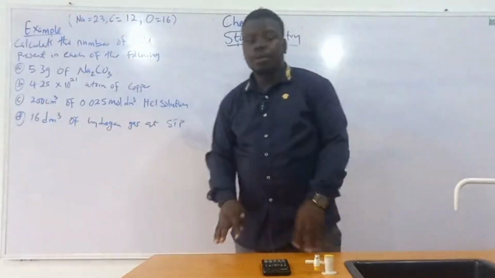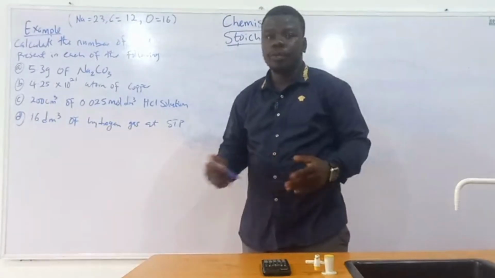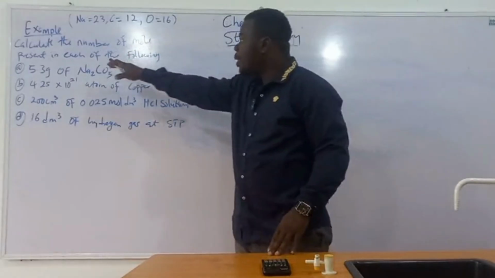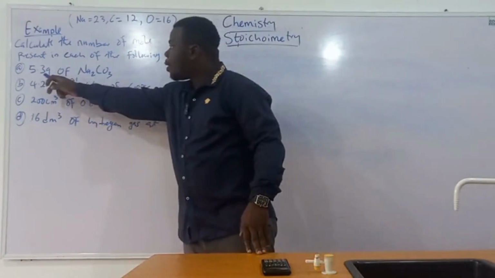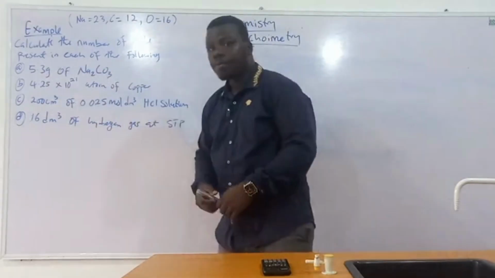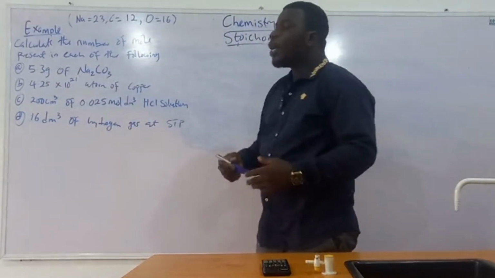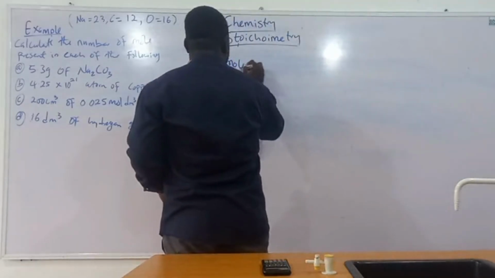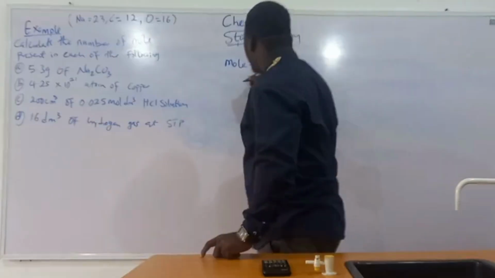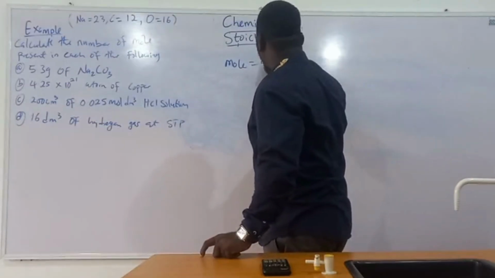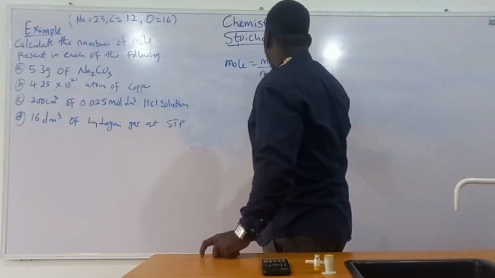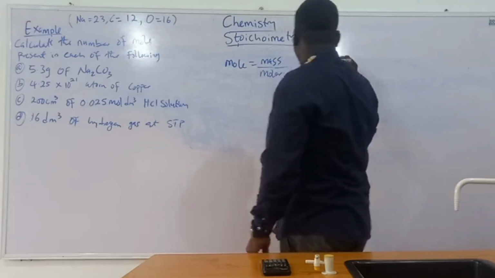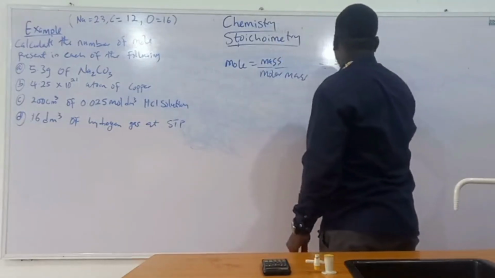So these are examples to enable us apply the formula we just seen, right? So the first one is calculate the number of mole present in each of the following, which is 5.3 of this compound. Now remember, the formula we are going to use here is the formula that says when the mass is given, the mole equals the mass over the molar mass. Now, the mass is given as 5.3 grams.